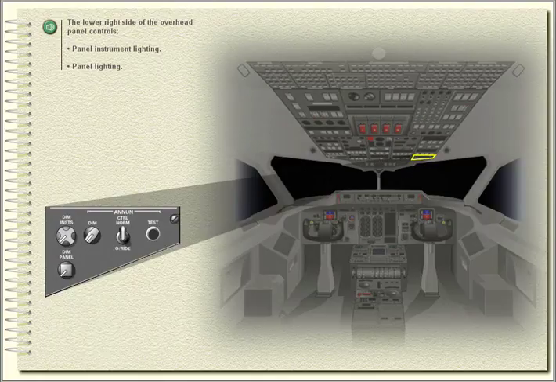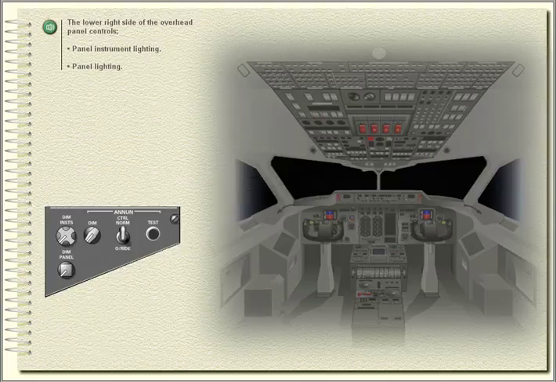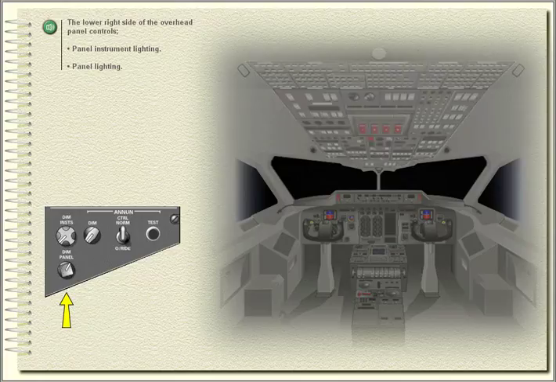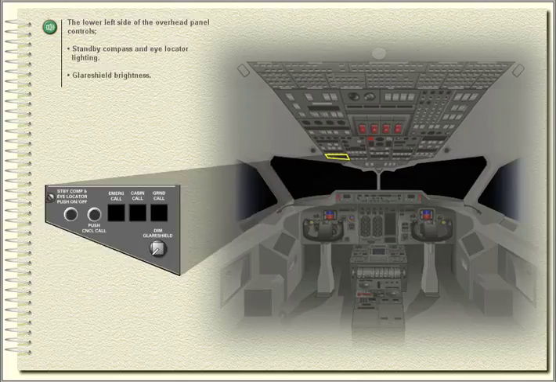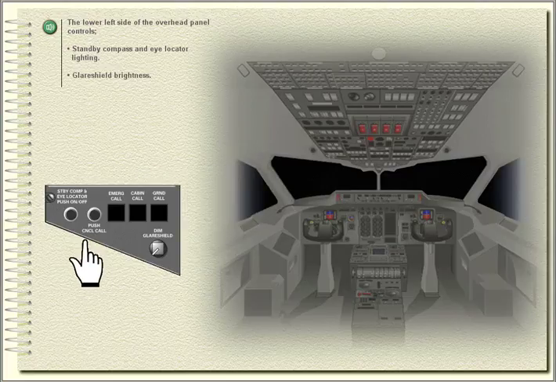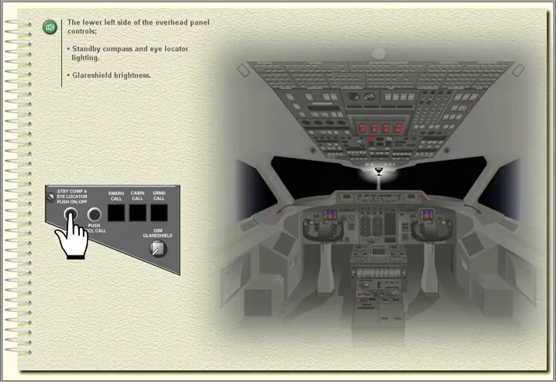The lower right side of the overhead panel controls panel instrument lighting, panel lighting, the lower left side of the overhead panel controls standby compass and eye locator lighting, glare shield brightness.